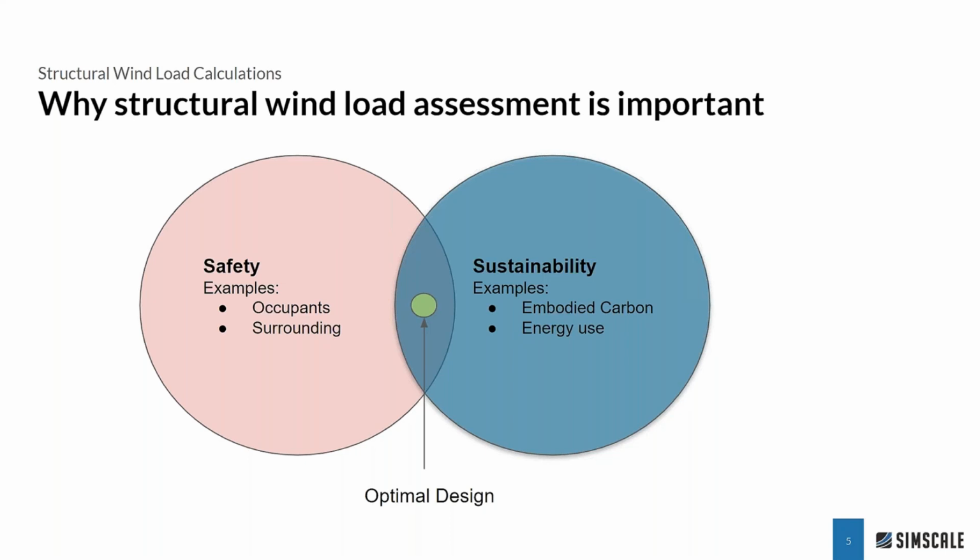On the other hand, we want to ensure that we have a sustainable built environment. For example, we want to reduce the embodied carbon inside the mass of the building itself, or we want to optimize and minimize the energy use of the building by employing natural ventilation strategies, energy harvesting within the building, and so on. And within these two different spheres, we want to look at the optimal design that typically lies between these two extremes that ensures safety, but also is the most sustainable design possible within the constraints given.